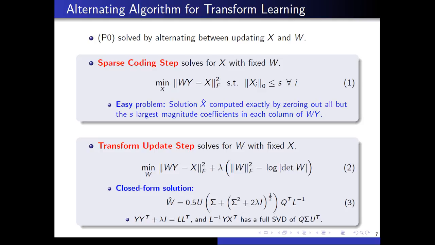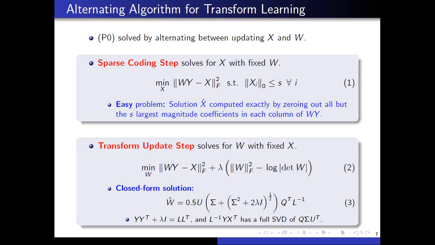Suppose someone already gave you X. You're lucky, someone gave you W. So you know the transform. You just need to solve this. This is the sparse coding problem. We know how to do this. This is just thresholding. Cheap. Easy. Okay, so this is easy.